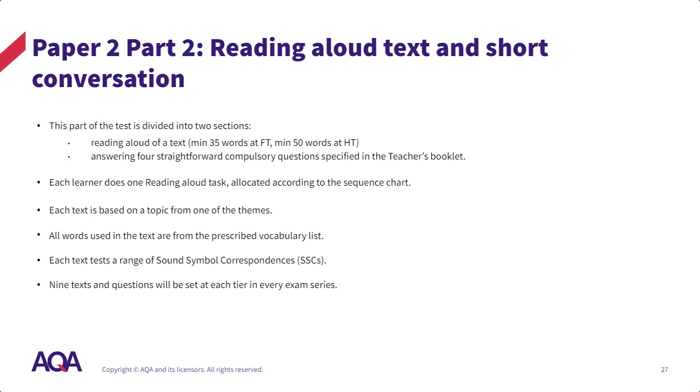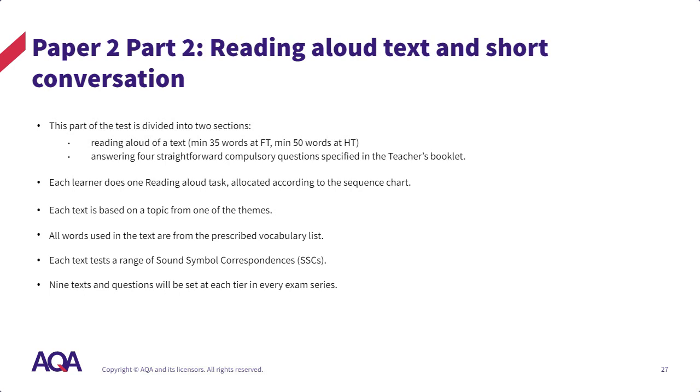So we're now moving on to the second part of the AQA speaking test, the reading aloud of a text and short conversation. So this part of the test is divided into 2 sections. Firstly, reading aloud a text, and it's a minimum of 35 words at foundation tier and a minimum of 50 words at higher tier, and then answering 4 compulsory questions as specified in the teacher's booklet. And these questions are unseen in line with the requirements of the subject content.